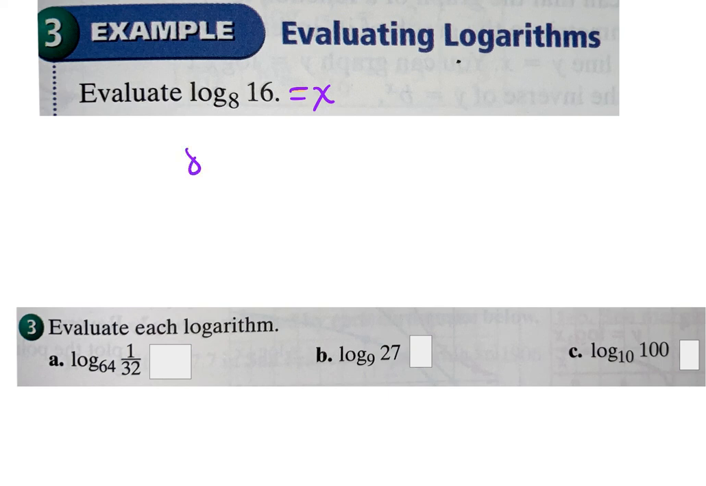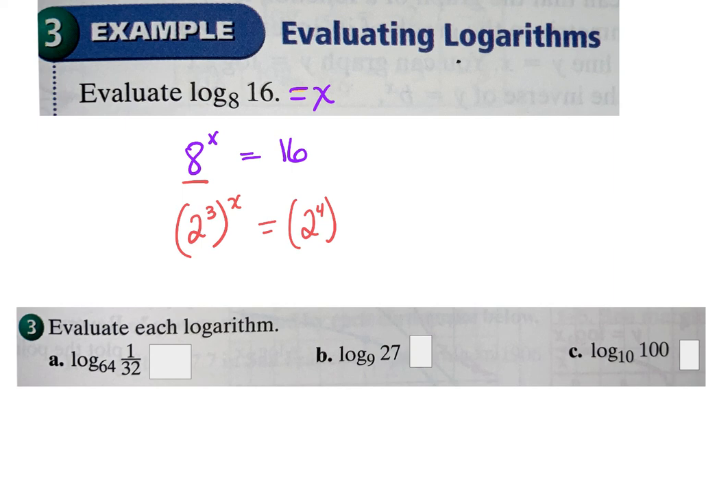So I'm going to say 8 to the x, right? That's my base, and x is my exponent, equals 16. What I notice about these two is they have a common base. By that, I mean I can take the same number to a power and get to these two numbers. What number can I take to a power and get to 8, and take that same number to another power and get to 16? 2, yeah. So I'm going to rewrite the 8 as 2 cubed. So that's 8 to the x, right? And I'm going to rewrite the 16 as 2 to the 4th.